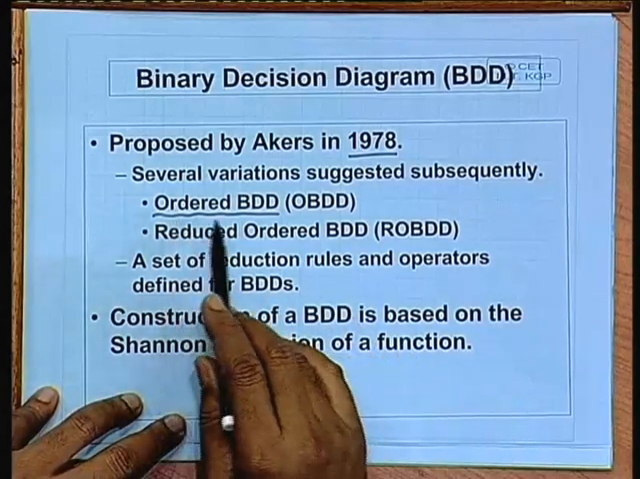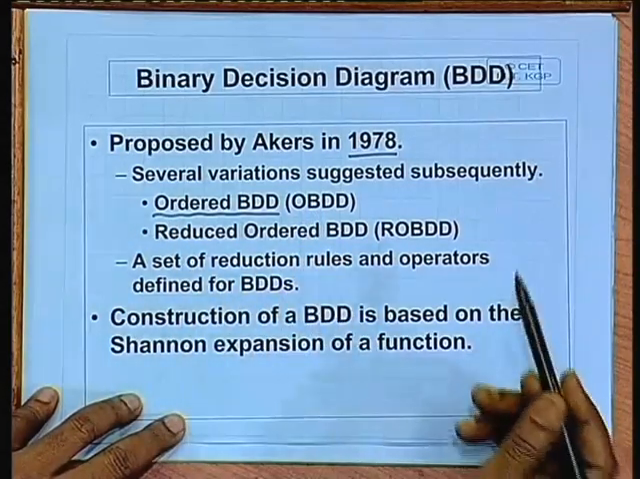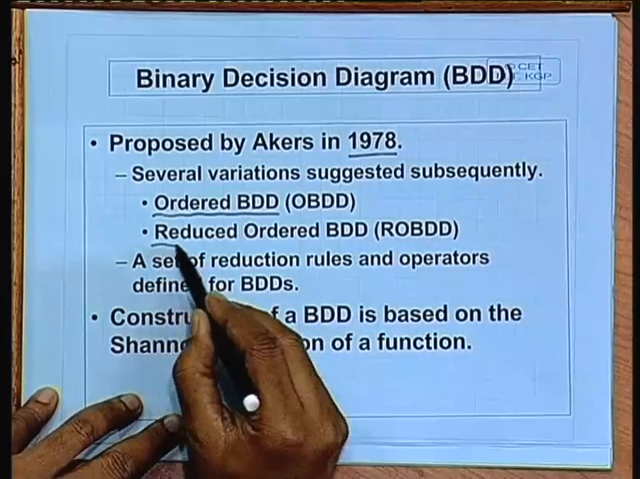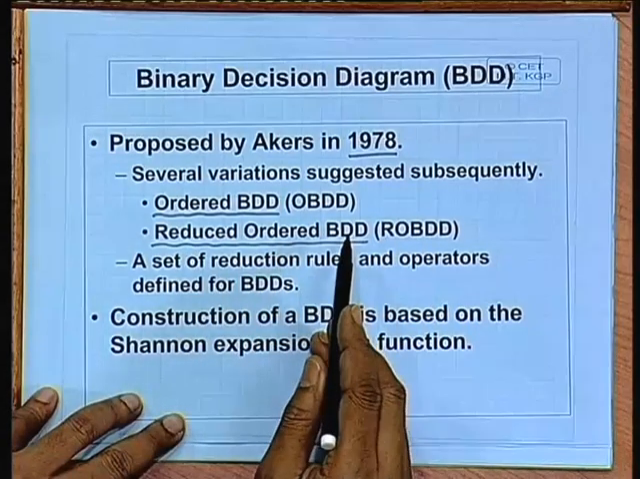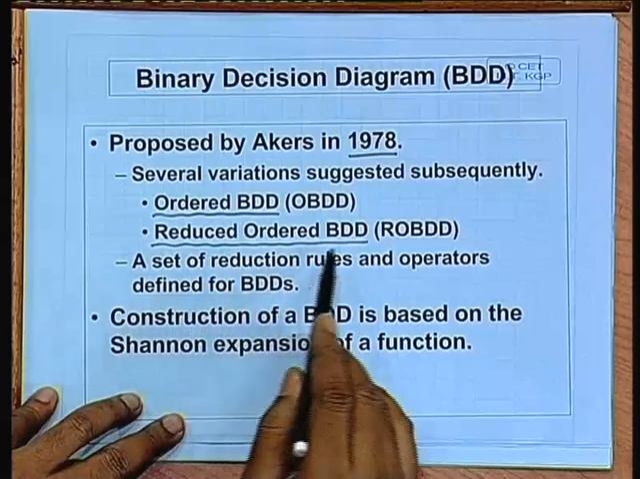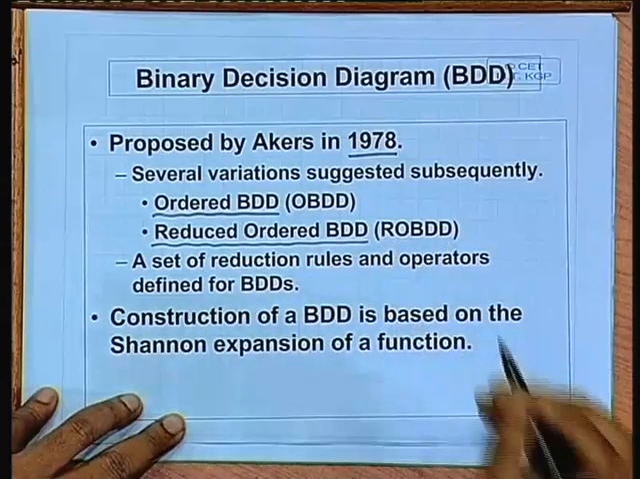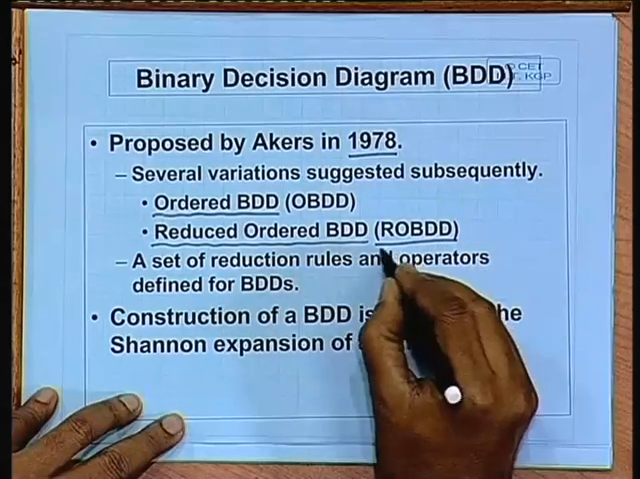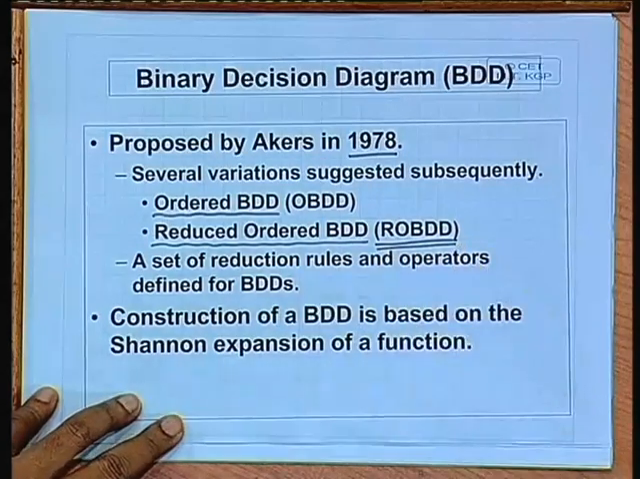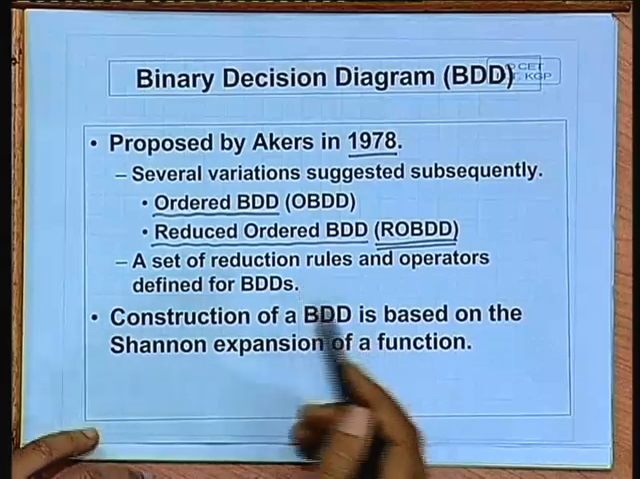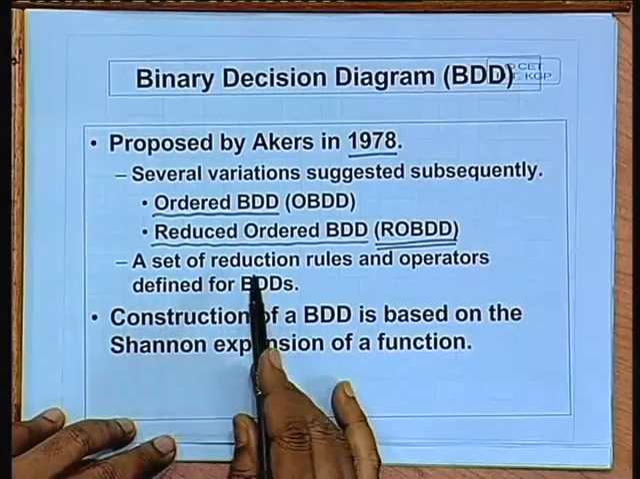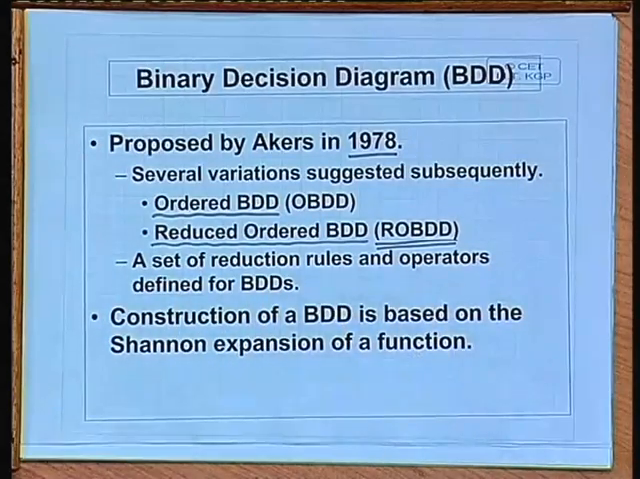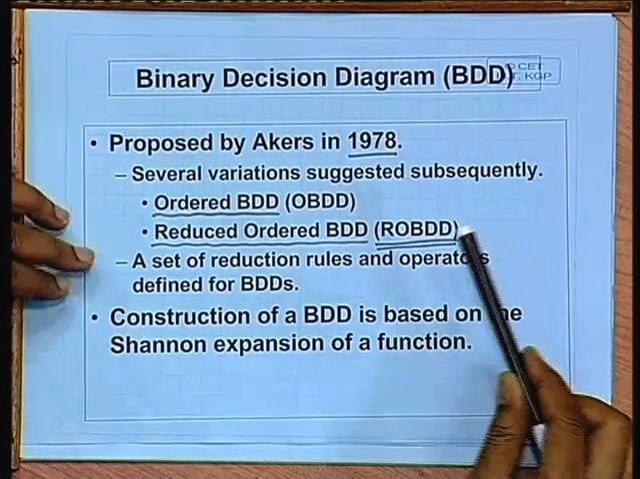After we get this ordered binary decision diagram, there are some operators defined using which we can carry out some minimization or reduction on that diagram. This is called reduced ordered BDD or ROBDD. For practical purposes we will be using ROBDD for representation and manipulation. In order to get this ROBDD starting from a BDD, a set of reduction rules and operators have been defined which can be applied successively on a given binary decision diagram.